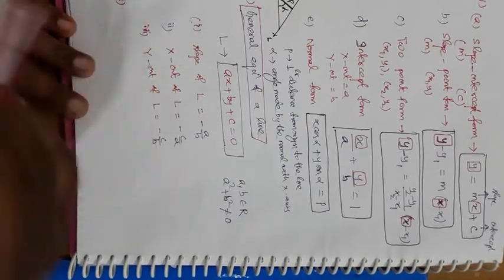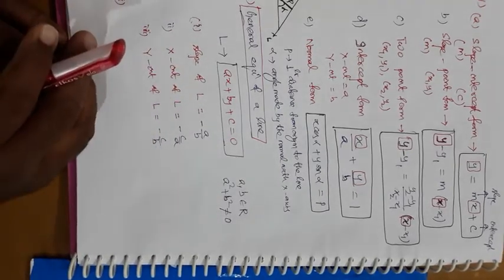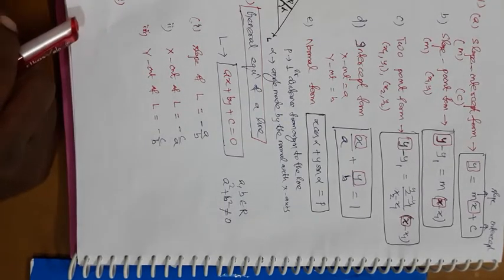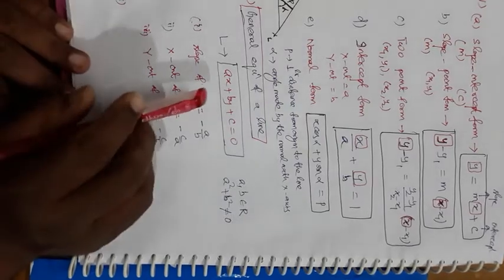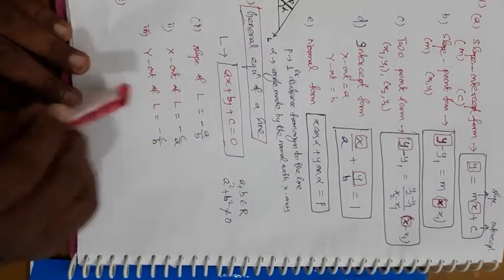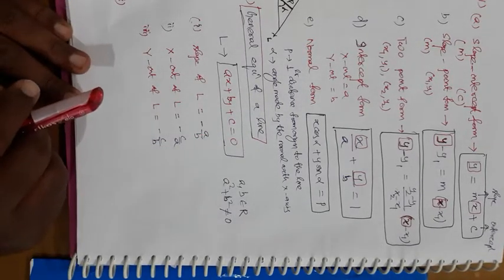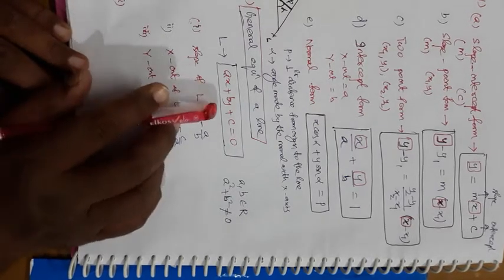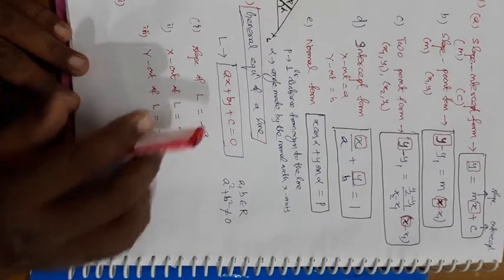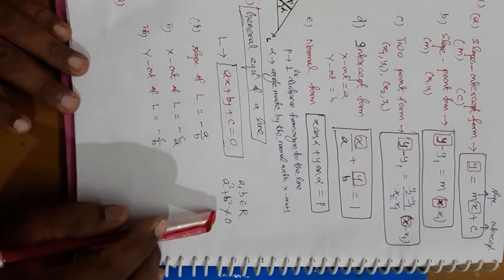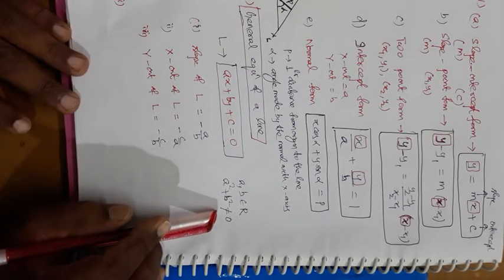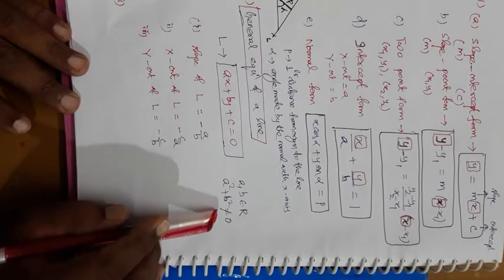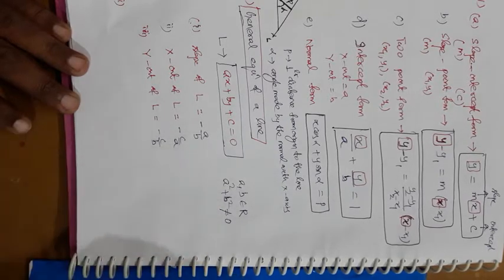So in any interview, if anyone asks you what is the general equation of a straight line, and you just say ax plus by plus c is equal to 0, then they will not give you the mark. If you say ax plus by plus c is equal to 0, with the condition a square plus b square not equal to 0, then it is correct, because a square plus b square equal to 0 means a is equal to 0 and b is equal to 0.